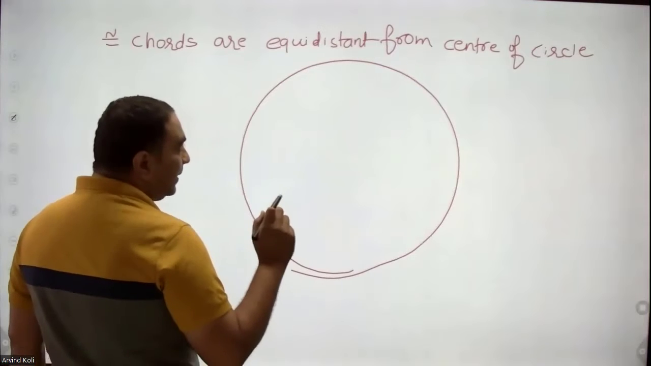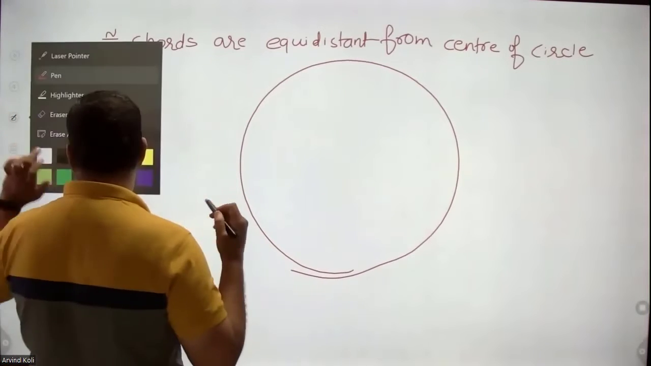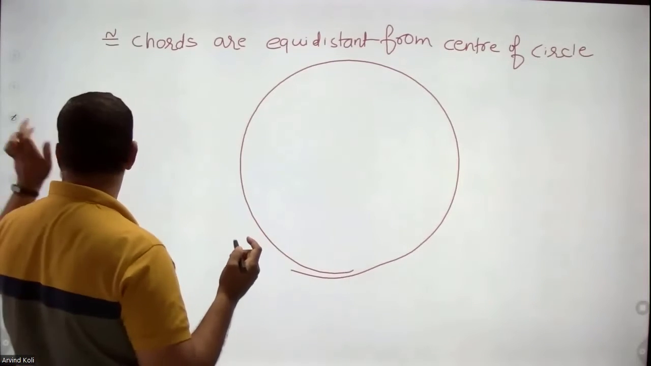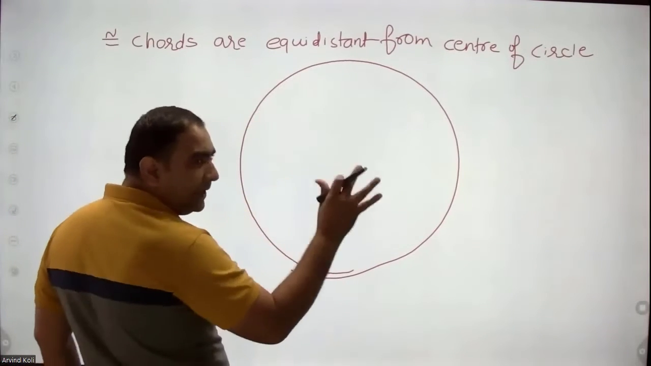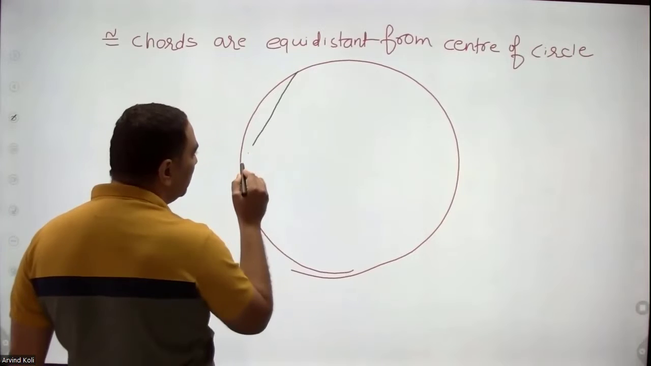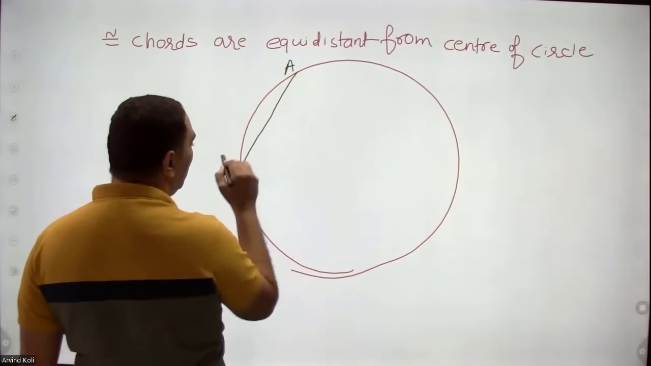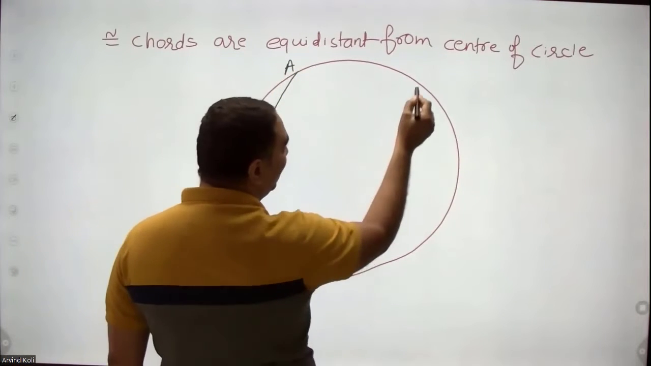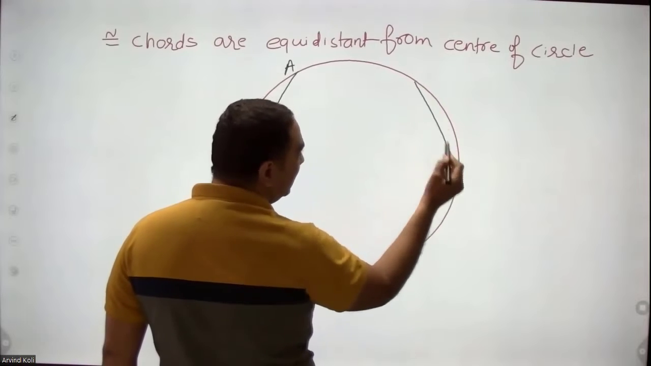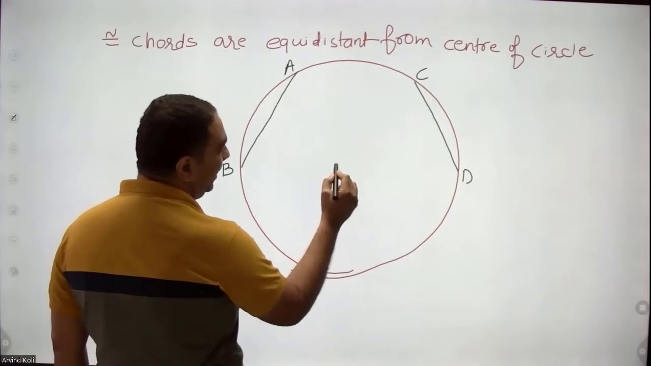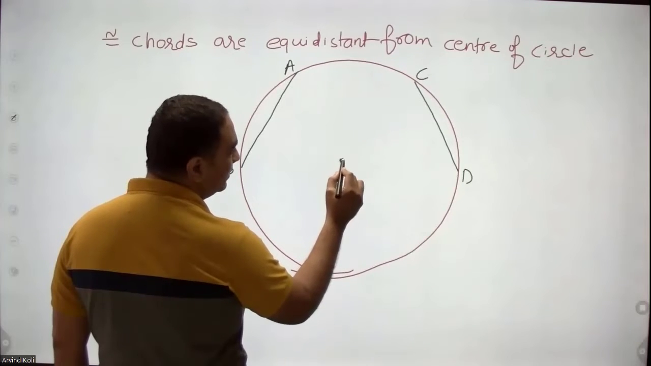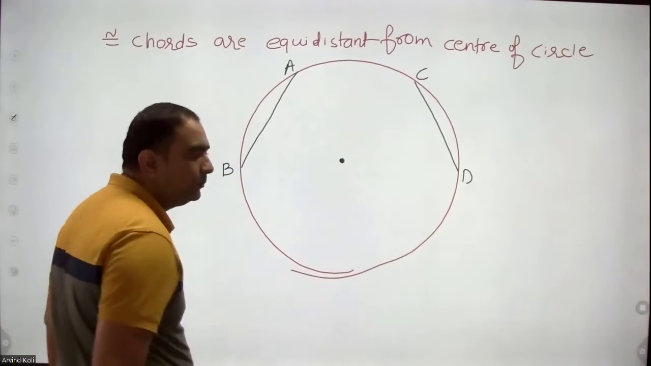ठीक है. This time I'll take two chords which are congruent. Okay, what I'll do? I'll take up two chords which are congruent. तो ये chord कहीं पे भी मैं ले सकता हूं. So let me take first chord over here. I'll call it chord AB, and I'll take second chord somewhere here. इसका नाम ले लेते हैं. Let us call it CD, and somewhere here is the center, right?